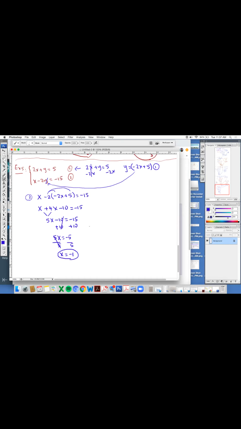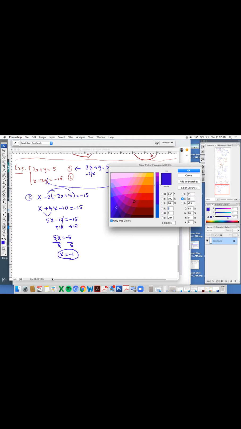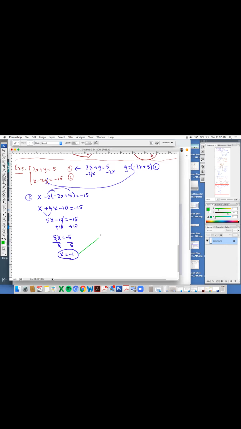Okay, Ryan, awesome. Cool. All right, but we're not done because now we have to go. Let me pick another color just to make things a bit more exciting. Let's do green. We're going to take this in here, and we get y equals negative 2 times negative 1 plus 5. Y is going to be positive 2 plus 5, which is 7. Okay, so y is 7. So my solution, write it as negative 1 comma 7. Perfect.